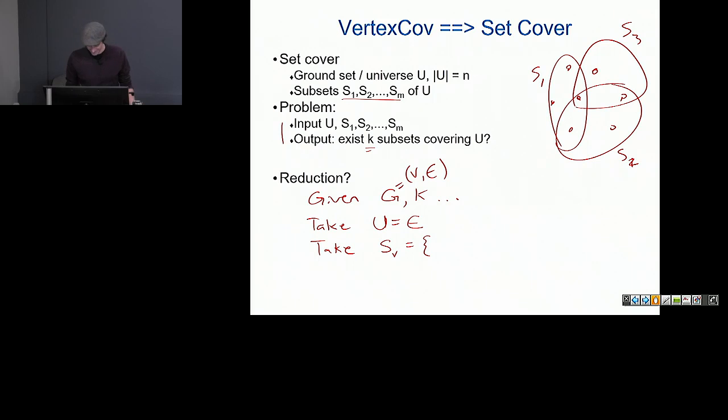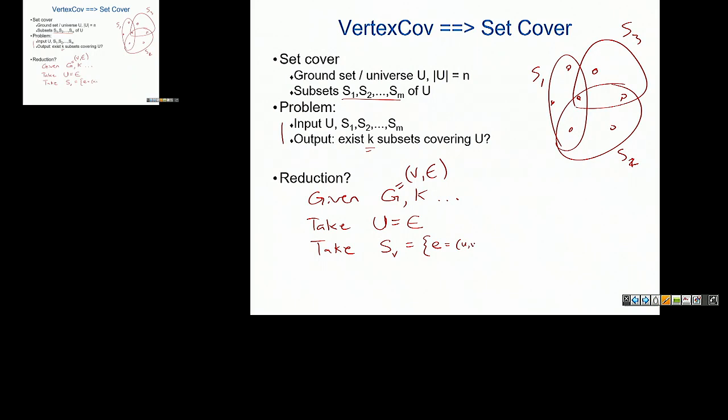I guess you can write this different ways, but a subset of edges such that E equals (U, V) for some U. Or you could also write this as the set of E incident to V, whatever. We all know what we're talking about, right? It's just the set of edges that touch V. And now we're done. Does that make sense?